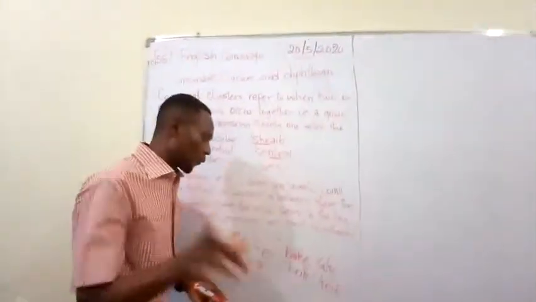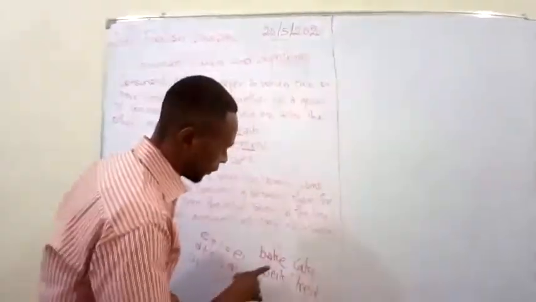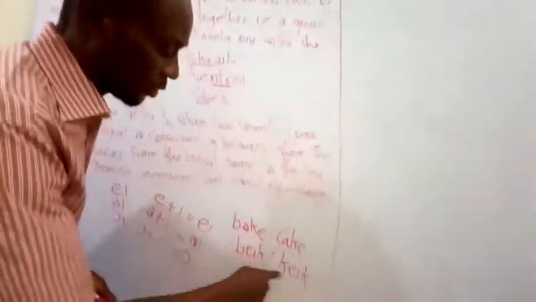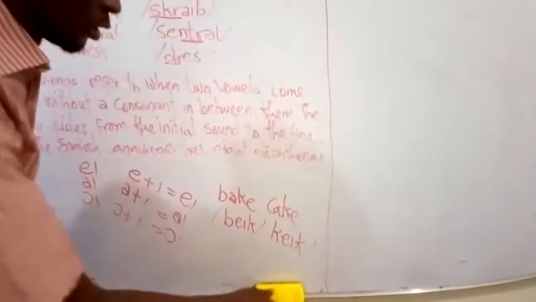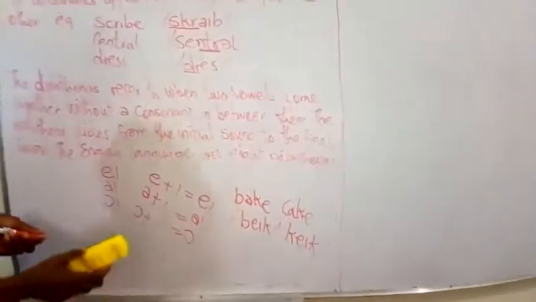Yes, the E there is silent. Now, for you to do well in phonetics, follow the way it is pronounced, not the way it is written. So we're going to see some examples as we go on.